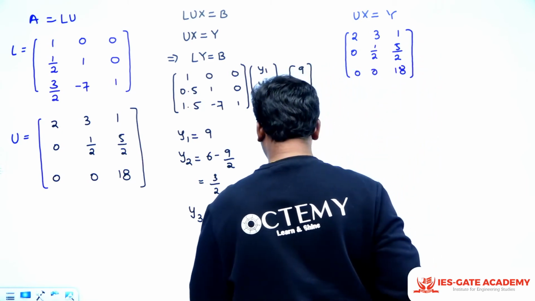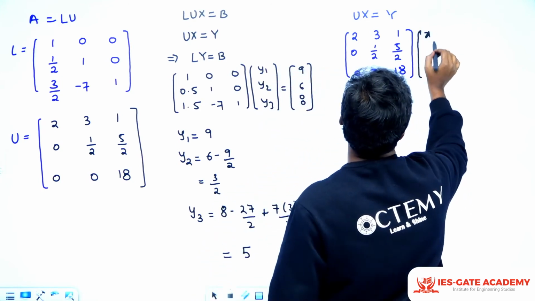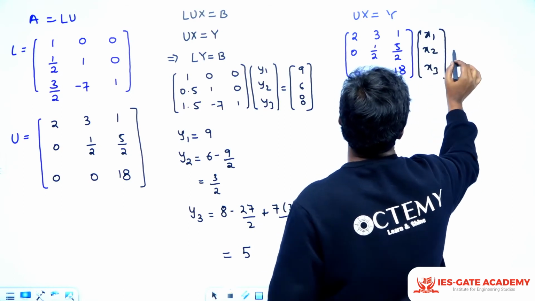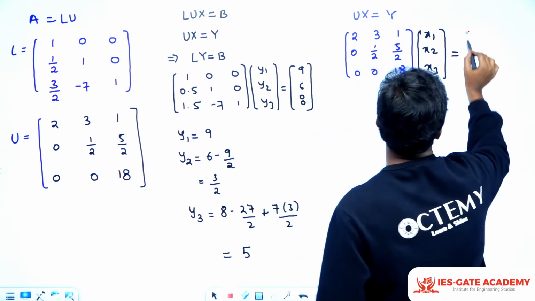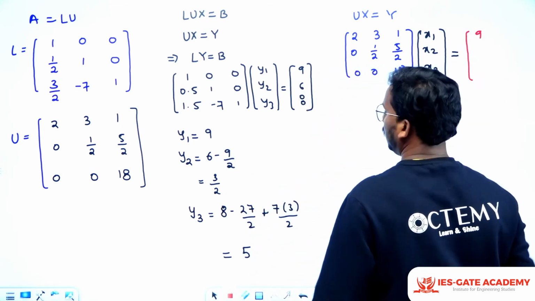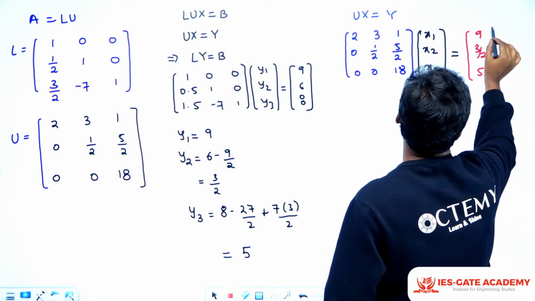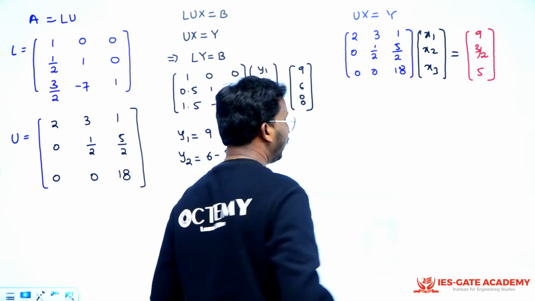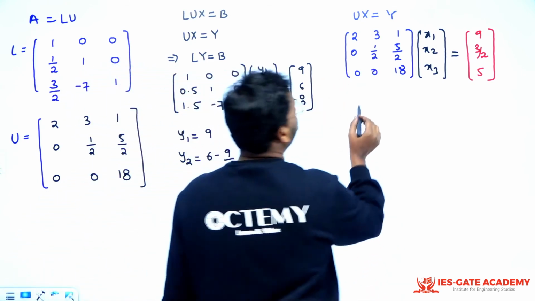And what is your X matrix? Your X matrix is X1, X2, X3, because this is what I have to find. And what is the Y matrix which you just got? It is 9, 3 by 2, and 5. So what will this become? Here you have to do it in reverse way. From down you have to do back substitution. So what will be your X3?